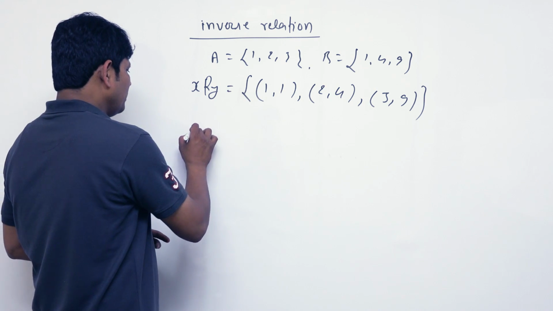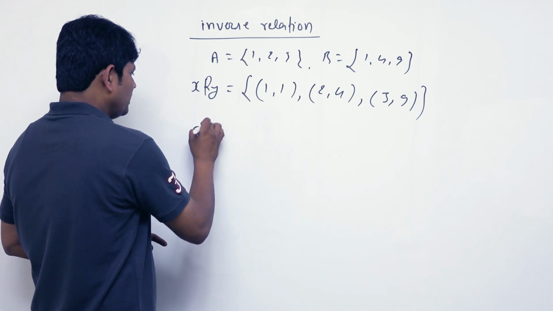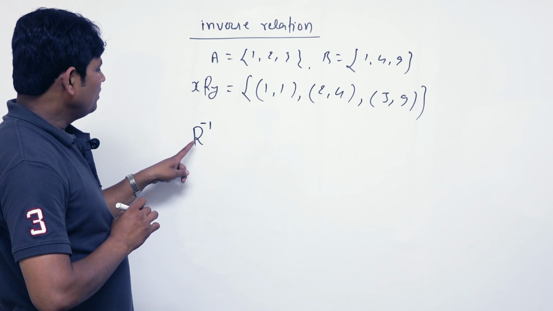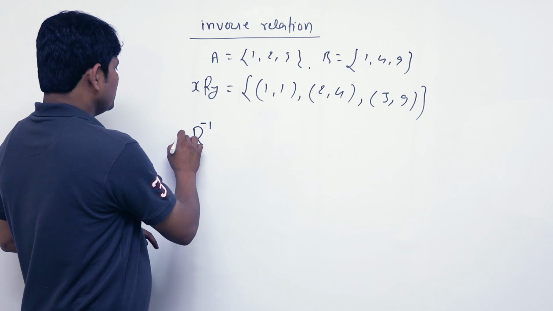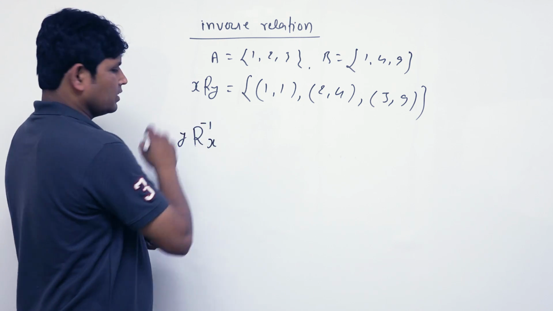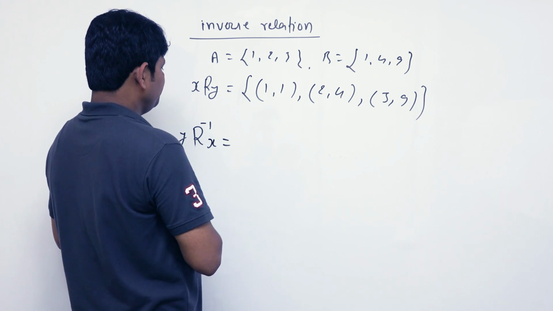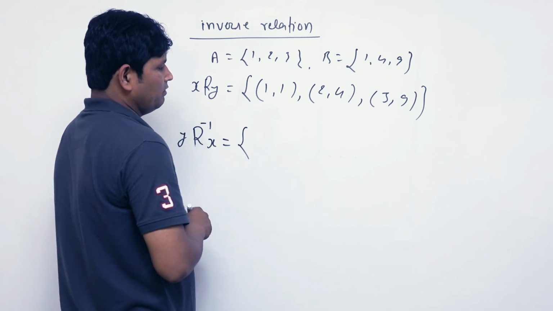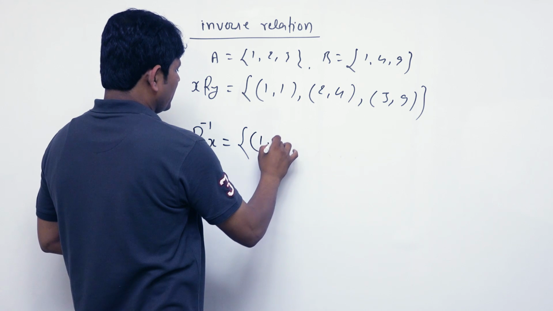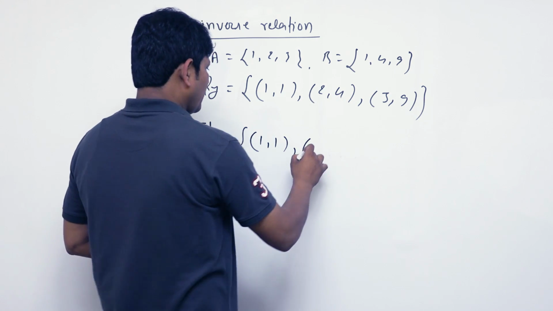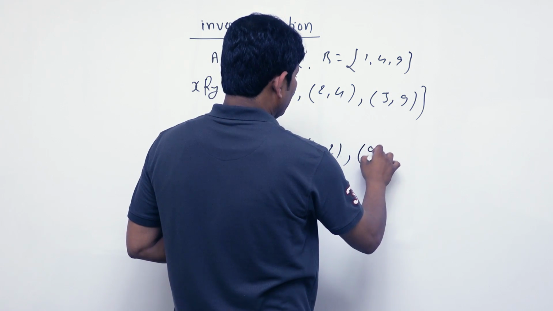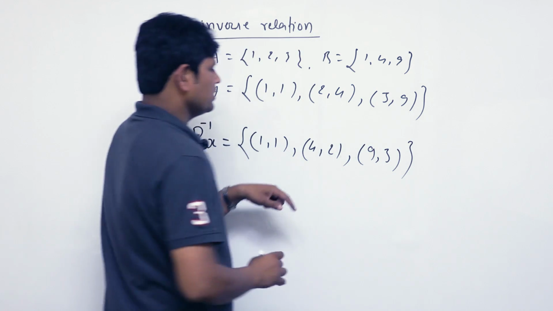So if we have to find the inverse relation, it is written like this. It is called R inverse. We can write (x, y) as (y, x). Just switch it. For (1, 1) there is no difference, you write (1, 1). For (2, 4), you write (4, 2). And for (3, 9), you write (9, 3). This is called the inverse relation.